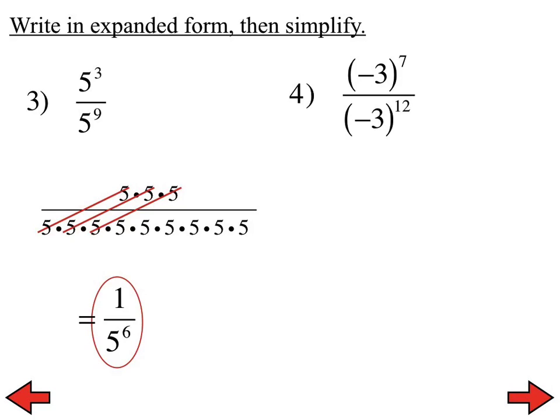Number 4 is the same thing. Please write the negative 3 repeating 7 times and 12 times. It is in parentheses, which means you need to keep it in parentheses because that negative you don't want to leave out. Are there any negative 3s left on top? No. How many are left on bottom? 5. So what is the number that's actually on the top? 1. So your final answer will be 1 over negative 3 in parentheses to the 5th power.